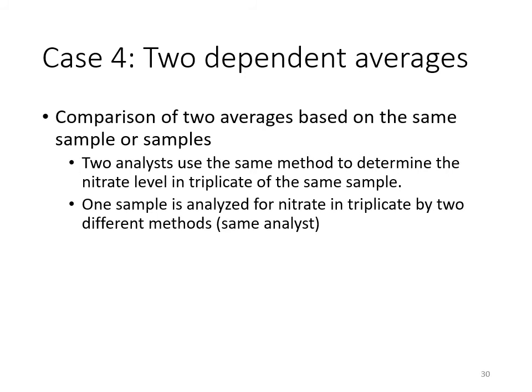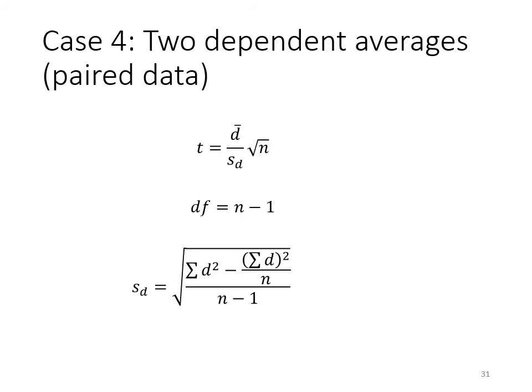Okay, so in the first case, we have two analysts. In the second case, we have two methods. It gets more complicated if we are doing more than that. So in this case, what we will do is we will pair the data. So what we need is we need the same number of observations of both sets of data. Okay, so we can't use this test if we don't have the same number of observations.